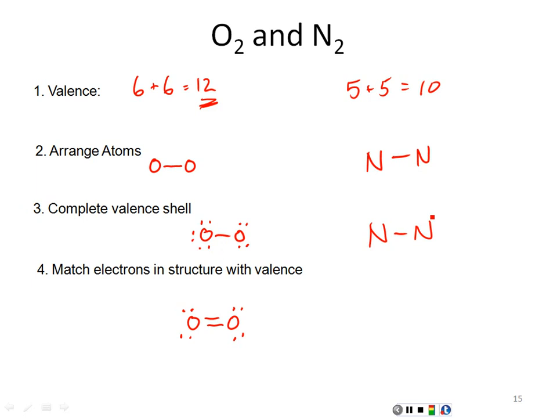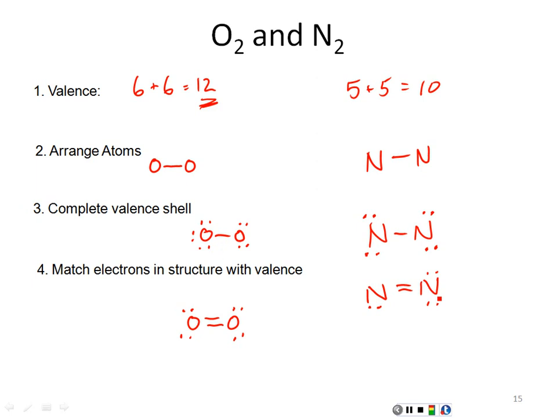So if we try to fill the remaining 8, we would get 1, 2, 3, 4, 5, 6, 7, 8. And you notice now each nitrogen only has a total of 6 electrons associated with it: 4 non-bonding electrons and 2 bonding electrons. So we're going to have to complete the octet, and we do that by taking away non-bonding electrons. So let's try taking away 2 non-bonding electrons first and see.